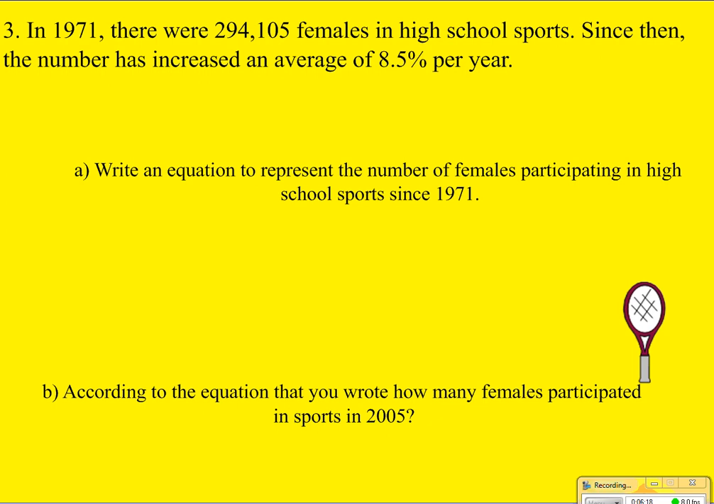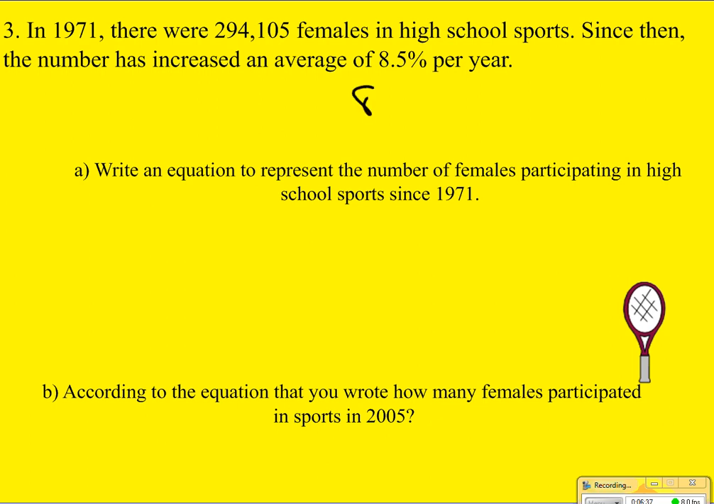So let's take a look at a word problem here. In 1971, there were 294,105 females in high school sports. Since then, the number has increased at an average rate of 8.5% per year. Write an equation to represent the number of females participating in high school sports since 1971.